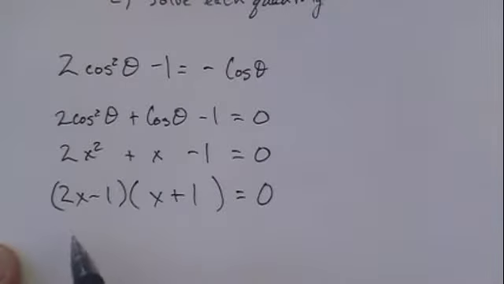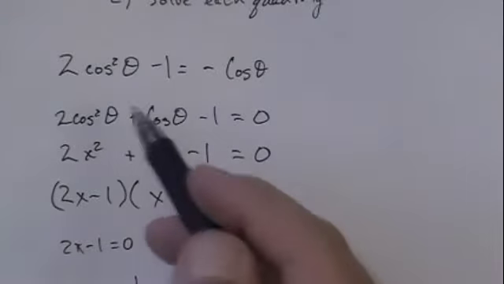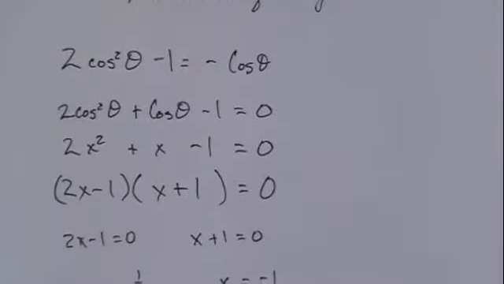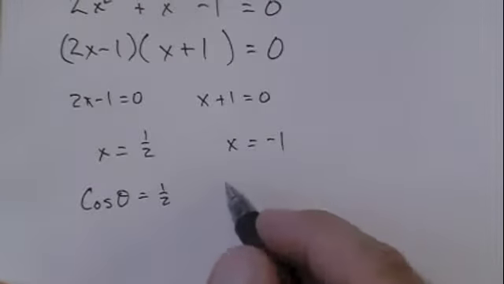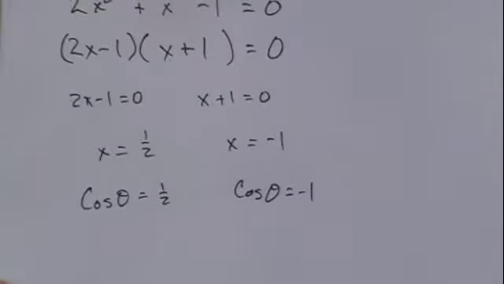So now we're going back to say 2x minus 1 equals 0 or x plus 1 equals 0. So here we're solving to say x is equal to 1/2. Here x equals negative 1. Now remember, we substituted right back here at the beginning, so now coming back, we're saying that the cosine of theta equals 1/2, or cosine of theta is equal to negative 1.